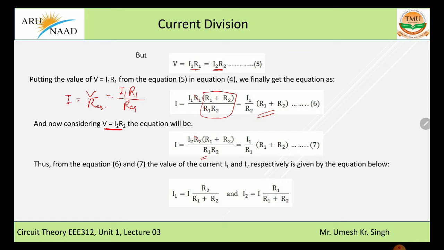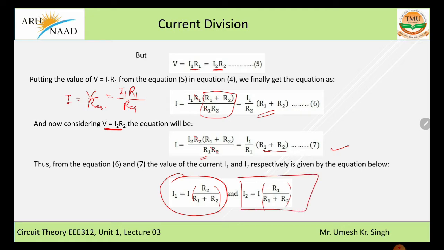Here the R2's get cancelled. So what we are getting, if we solve the equations, is I1 equal to R2 divided by R1 plus R2 multiplied by I, and I2 equal to R1 divided by R1 plus R2 multiplied by I.